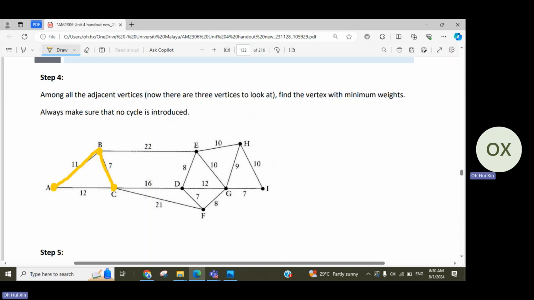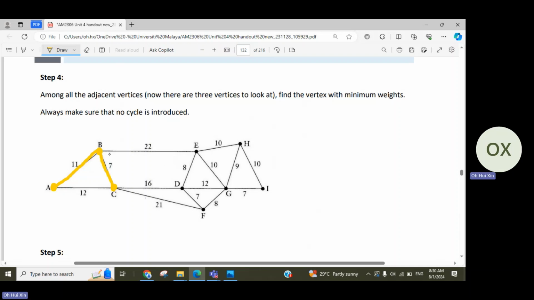Okay, so the next nearest that we are having is actually A to C. But you realize that if you were to involve this, then you are going to create a cycle here. So that's why we are not going to pick this edge. Okay, so now if we cannot pick this edge, then we are going to find out the next one that is nearer.